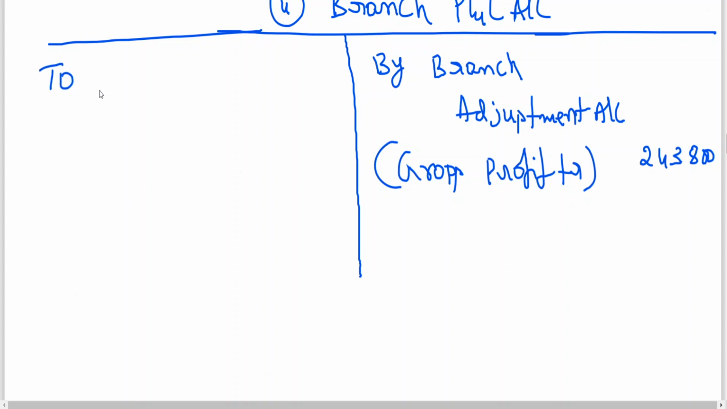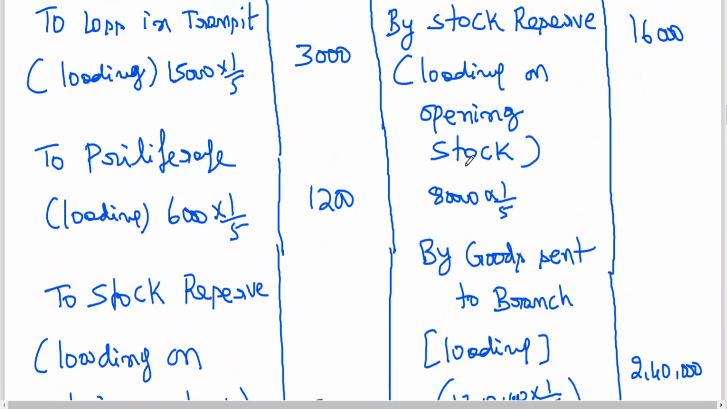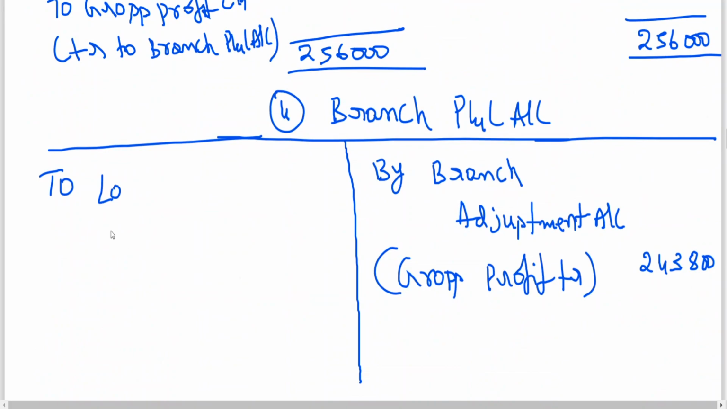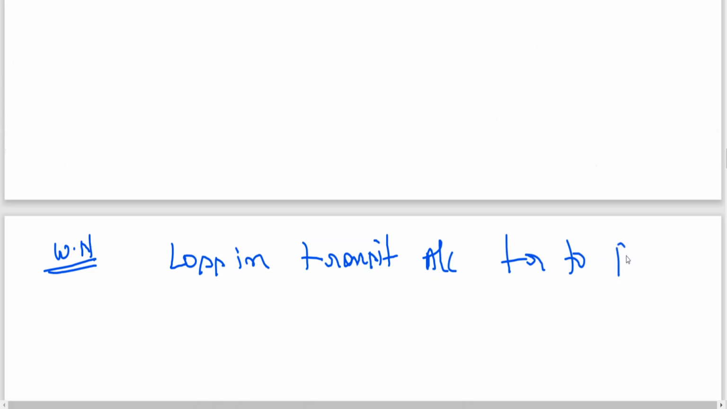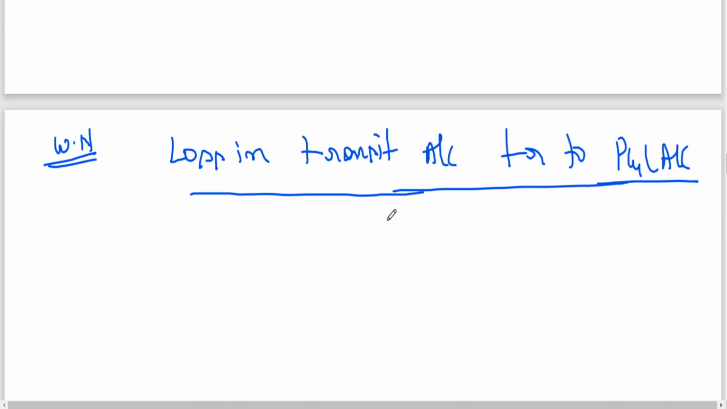Then we are having the loss in transit account, we have opened, no? Now loss in transit claim not admitted will be debited. So for this, what I do, working notes: loss in transit account transfer to P&L account.